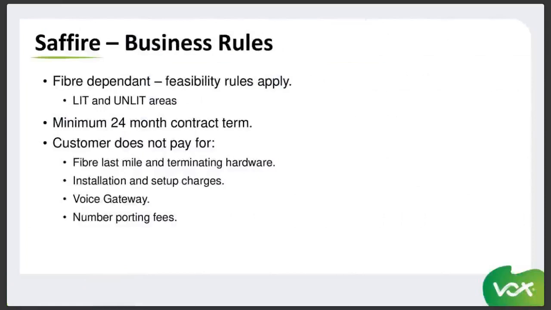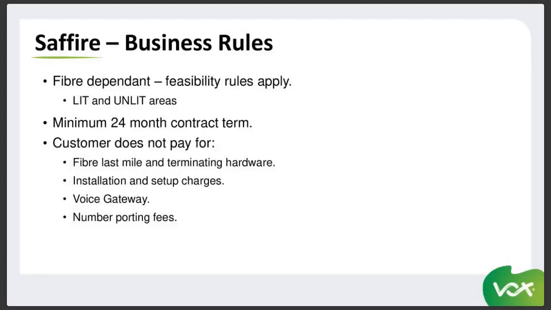Now, the business rules. As I mentioned, it's a fiber type delivery that we offer the voice over, and it falls into one of 2 categories, either lit or unlit. Lit means buildings that are already lit up where we have a point of presence in terms of fiber in the building. Unlit is areas that are soon to be lit up, but it comes with a lead time of could be 4 to 6 months.